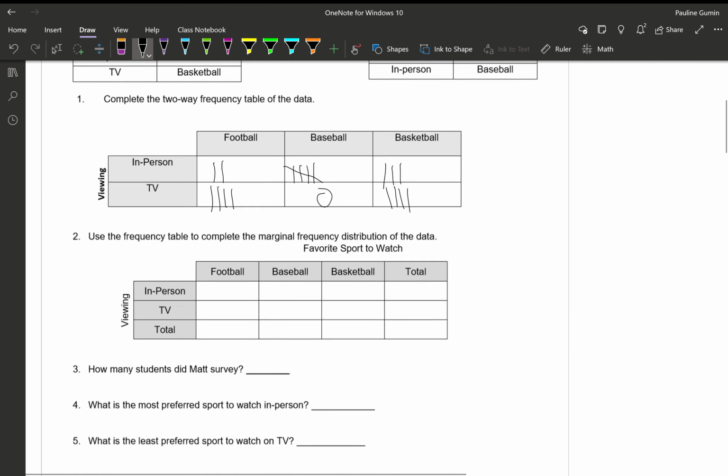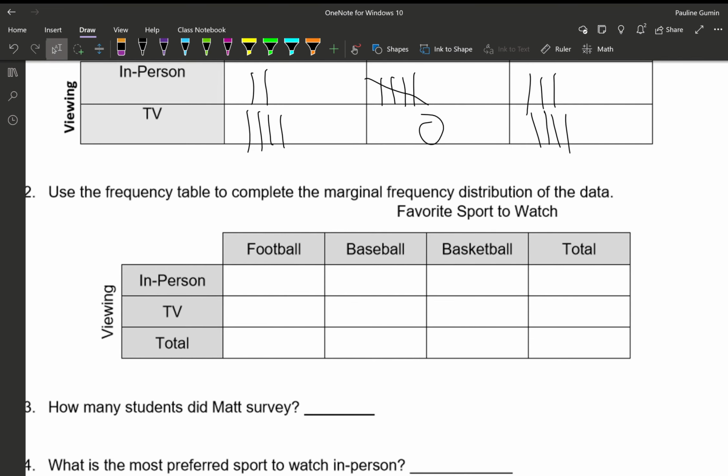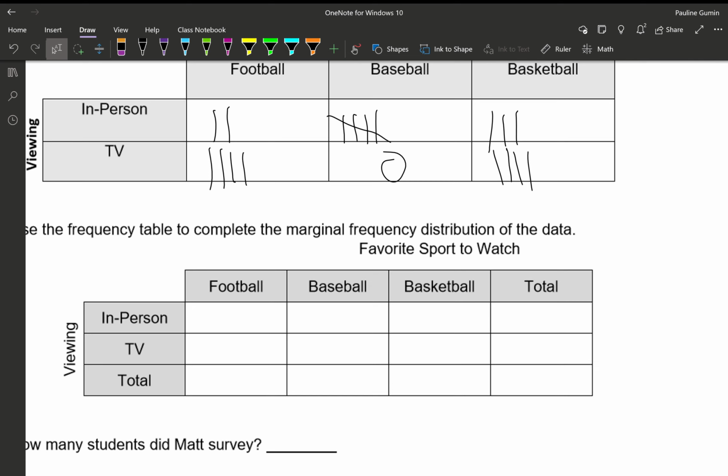Okay. Now we're going to create a marginal frequency distribution. So what we do here is instead of tally marks, I'm going to convert my tallies into numbers. So we have in-person football 2, 5 baseball, 3 basketball. For the total at the end of that row, I add 2 plus 5 plus 3. That's 10. TV, I have 4 football, 0 baseball, 4 basketball. I add 4, 0, and 4. That gives us 8.